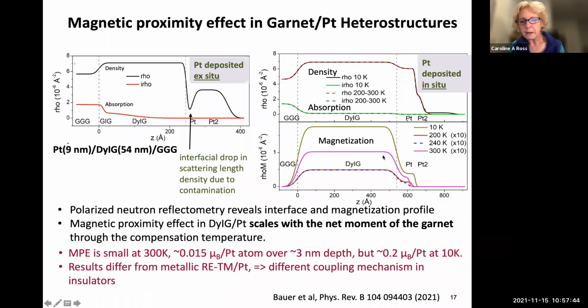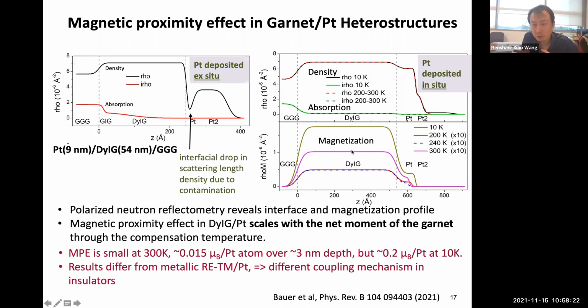It gives you a depth profile of three things: the density of the material, the absorption of the neutrons, and the magnetization. And you get that by modeling. You measure it for different polarizations of neutrons. So it has to be done in a beamline. And the fitting is quite complex because there are a lot of variables, but we basically know the thickness of our layers and what the layers are made of. And so we can iteratively improve the fit and back out the magnetization as a function of depth.